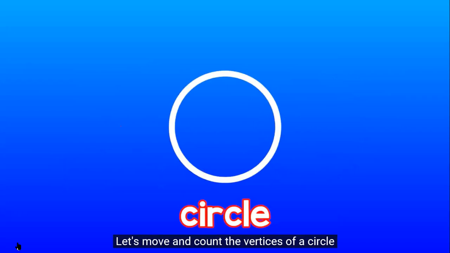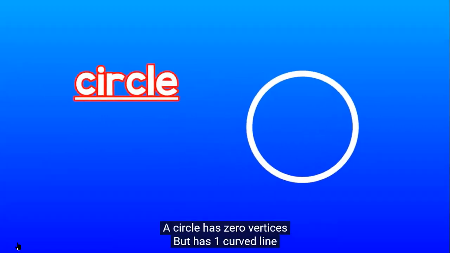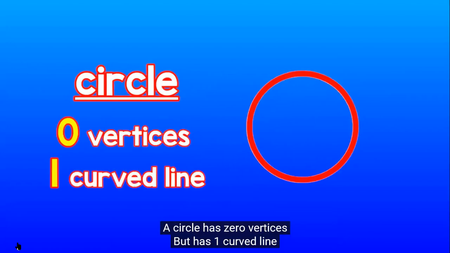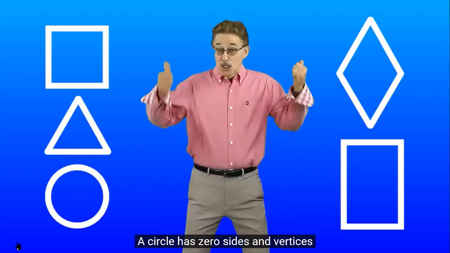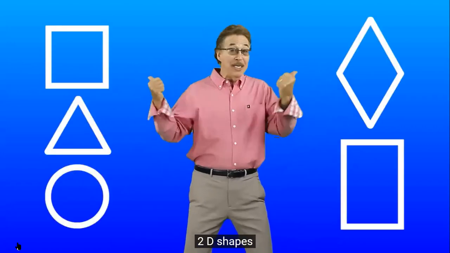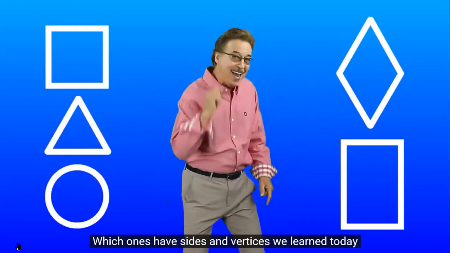Let's move and count the vertices of a circle. Oh, the vertices of a circle. What do you think that is? How many vertices do you think a circle has? Let's see what Mr. Jack says. A circle has 0 vertices, but has 1 curved line. A circle has 0 sides and vertices. 2D shapes. Which ones have sides and vertices we learned today?